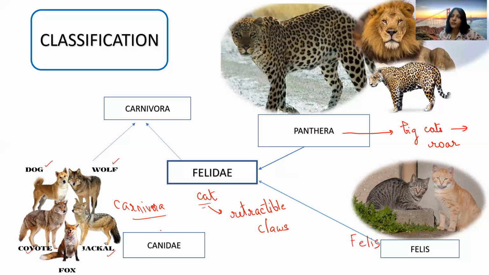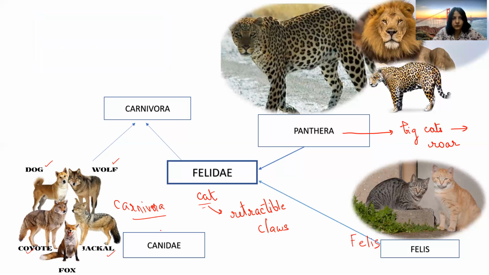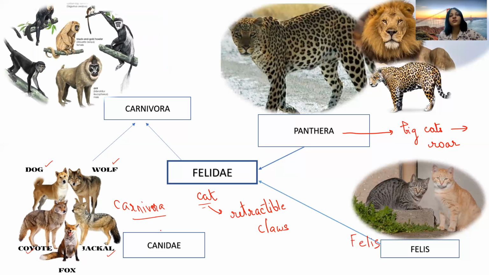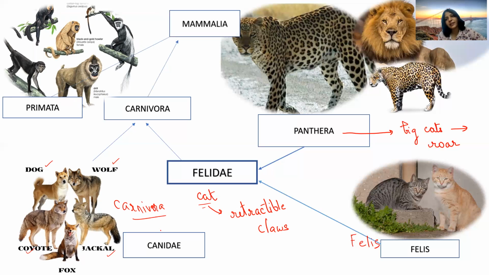Means what we have studied in lower classes, they all are mammals. So shouldn't we club them into one category along with other mammals? There are other mammals, like humans are mammals, monkeys are mammals. Why not put them in one category? So we are going to club them into one category of Mammalia. Okay, so these all are mammals.